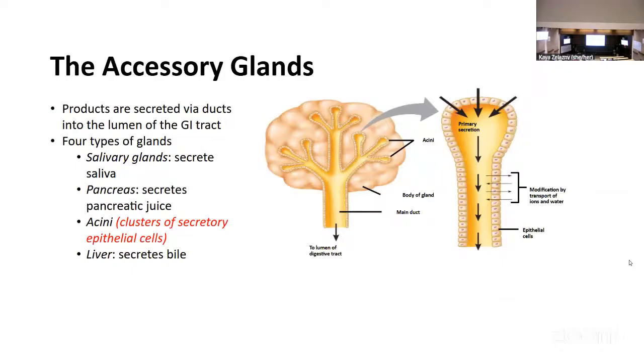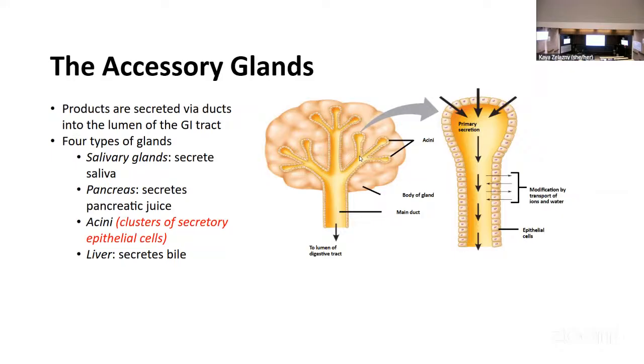Okay. So back to our accessory structures here. So we're going to think more about glands, right? So our general structure of a gland is going to be a body of the gland where we secrete a bunch of things into these structures called acini, these kind of blind ends or kind of bubbles.